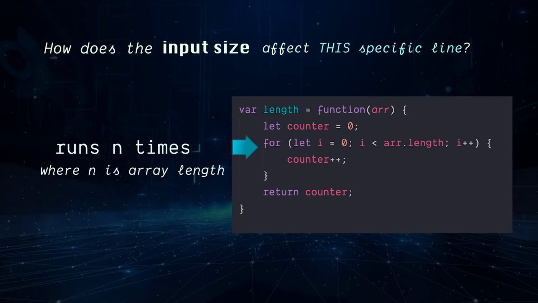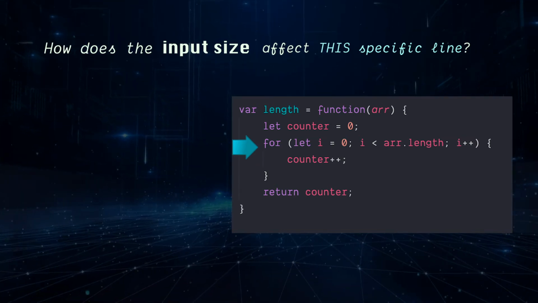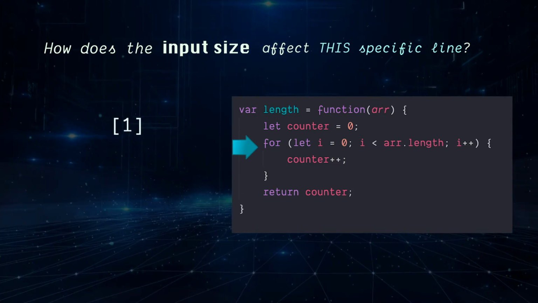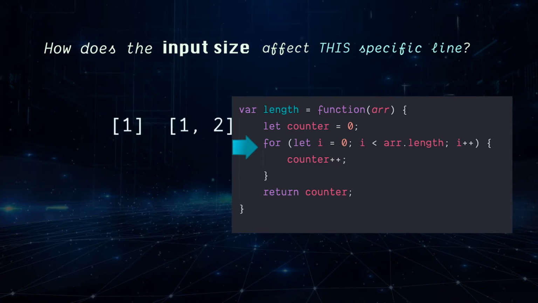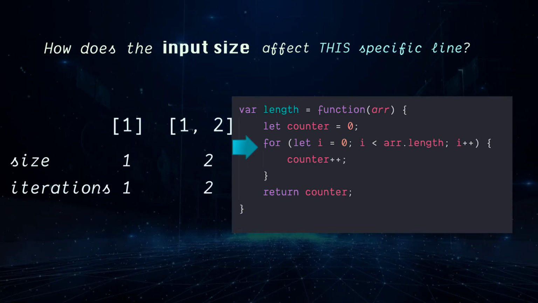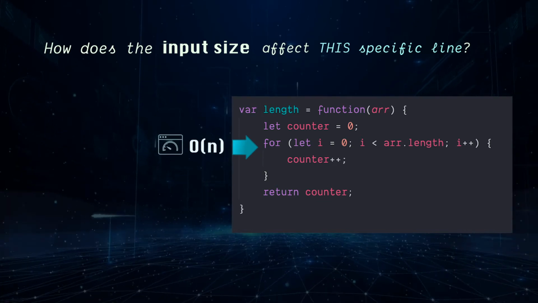Then what is the relationship? Well, simply look at two different inputs. Simple as possible is always the best way to go. So array of size 1, array of size 2. We're going from size 1 to size 2, 1 iteration to 2 iterations. So clearly there is a one-to-one relationship, linear.